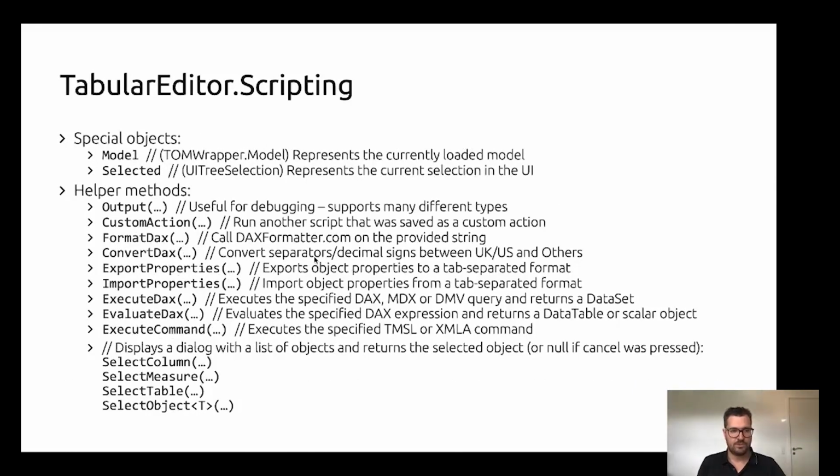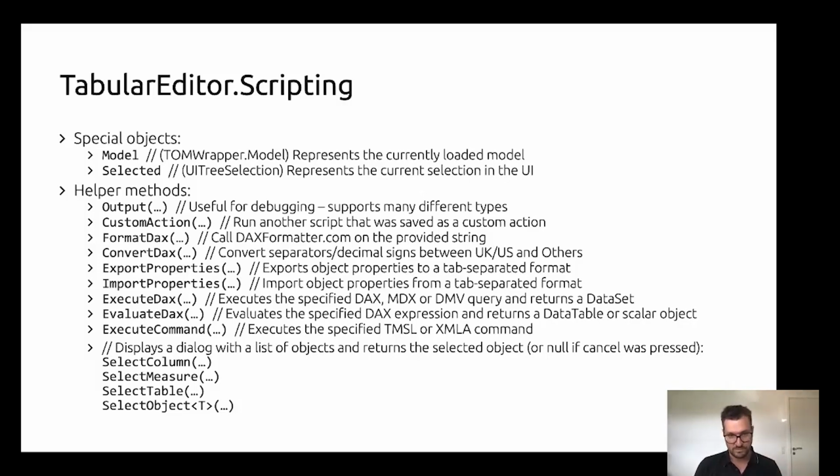All right, so we already saw that we have these two top-level objects: the model itself, which represents the entire tabular model, and the selected object, which represents whatever we currently selected in the UI. But in addition to that, the Tabular Editor scripting library also has a lot of other useful methods for doing various things in our script.